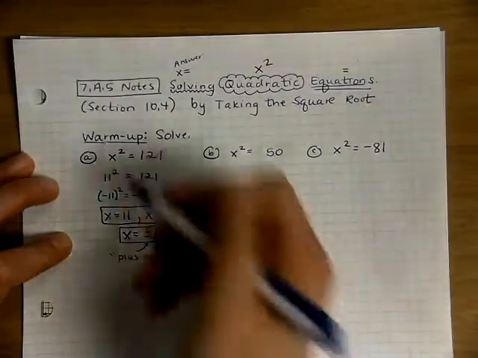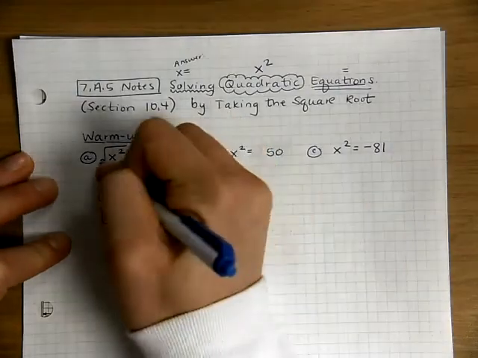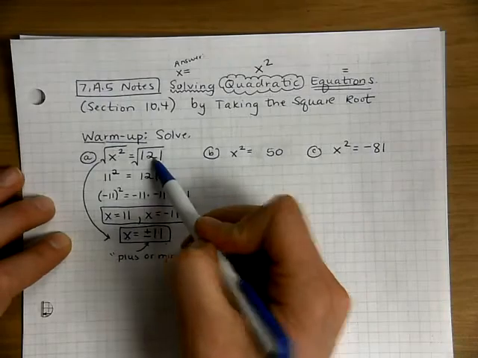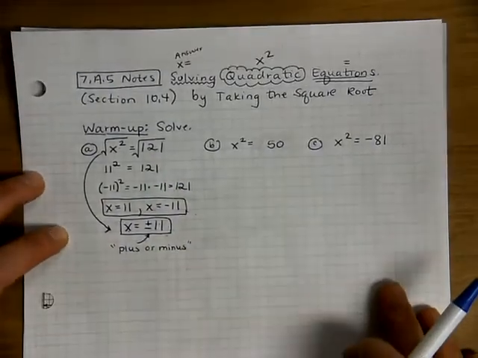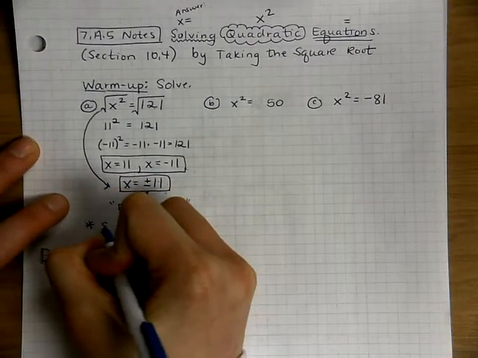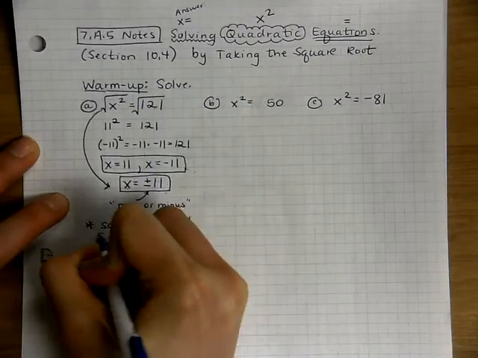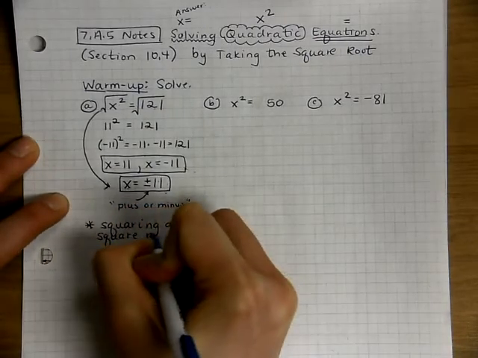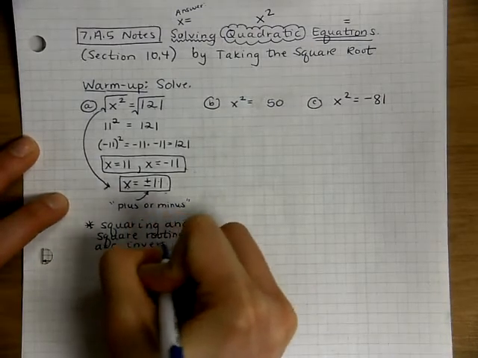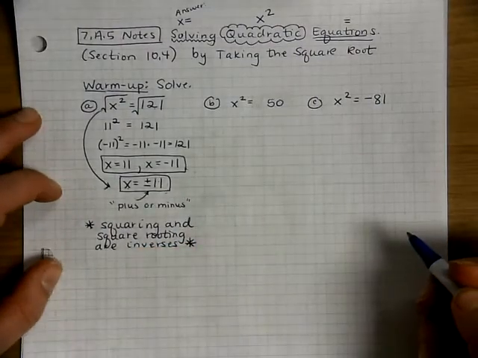All right, so let's make a little note under here. I could take the square root of both sides, and I can come down here. The square root of x squared is x. The square root of 121 would be 11, but we know it's really two possibilities. So let's make a little note here. Squaring and square rooting are inverses. They undo each other. They are inverses of each other.